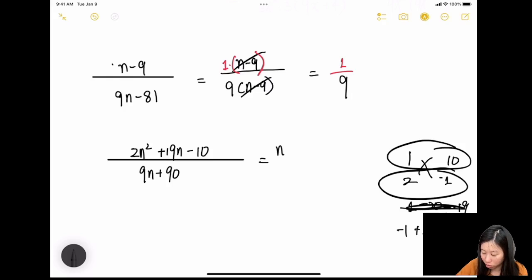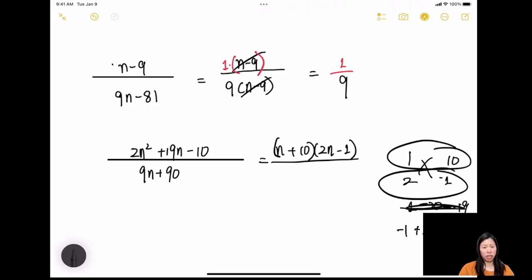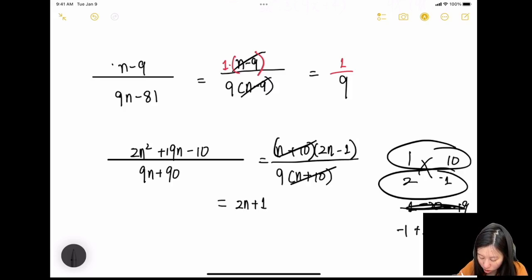We have n plus 10 times 2n minus 1 over the denominator. Common factor is 9, so 9 times n plus 10. Okay, what do they have in common? n plus 10, n plus 10. So I have 2n minus 1 over 9.